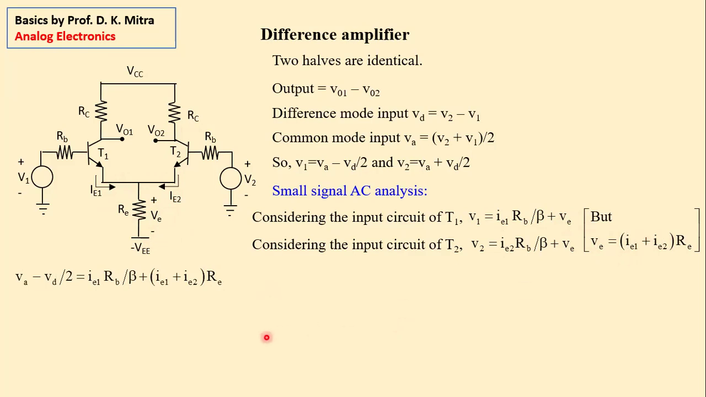Now, V1 is equal to this, right? Now, here we have found V1 is equal to VA minus VD by 2. So VA minus VD by 2 is equal to IE1 RB by beta plus VE, which is IE1 plus IE2 into RE. Similarly, for the transistor T2, V2 is VA plus VD by 2. Once again, IE2 RB by beta plus IE1 plus IE2 into RE.